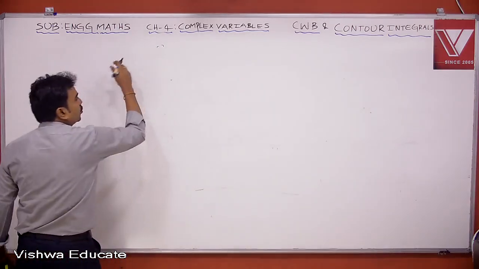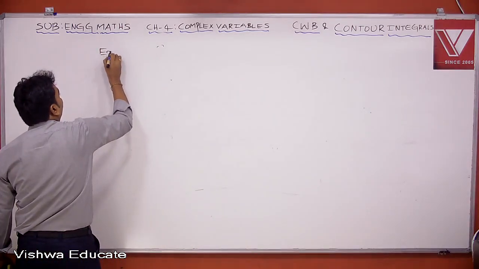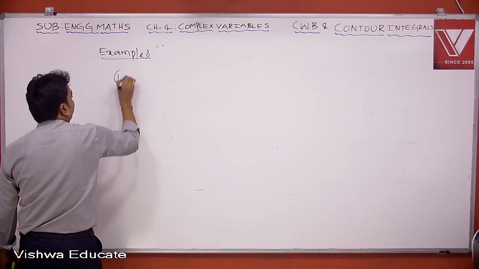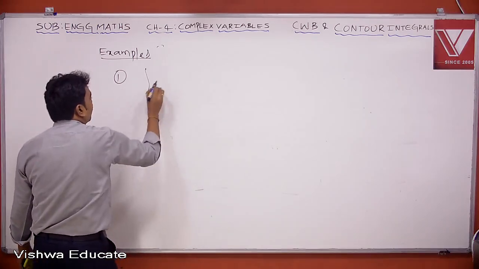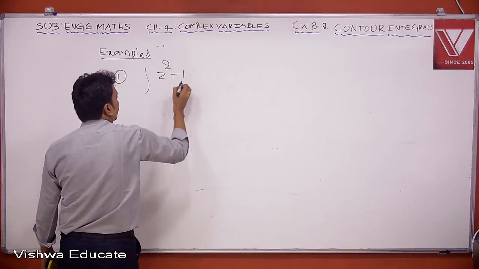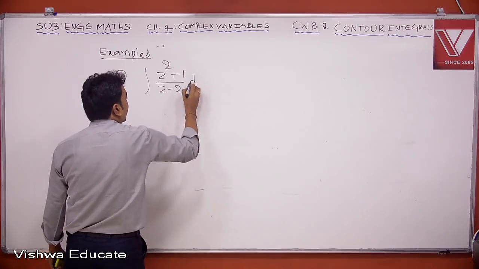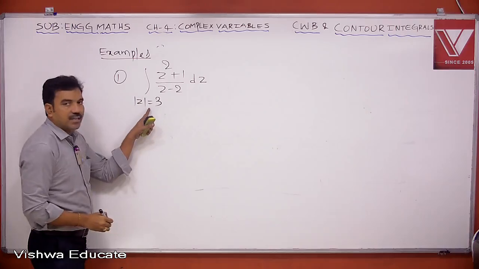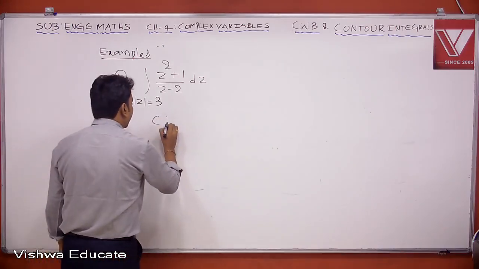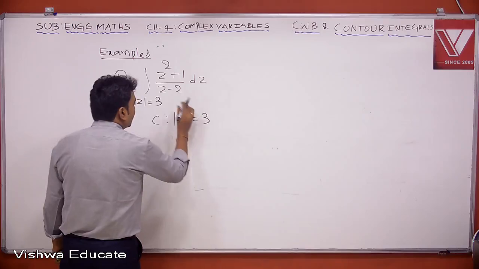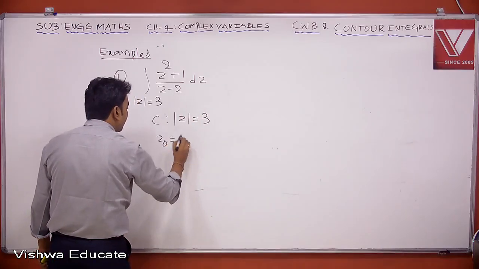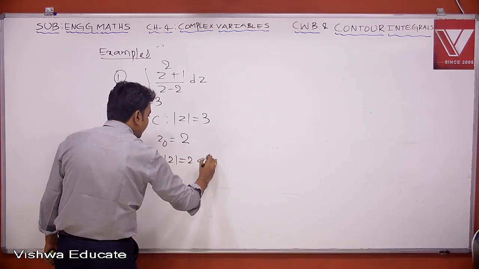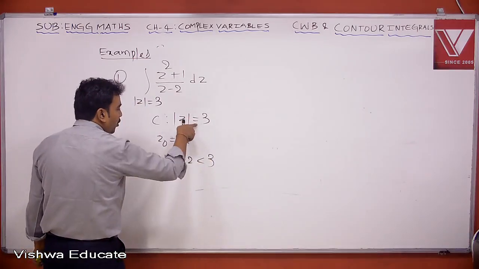So let us discuss 2 to 3 examples. Very important concept. This is examples. First one. Suppose I want to calculate the integral of (z square plus 1) by (z minus 2) dz over the circle mod z equal to 3. What is circle C? Mod z equal to 3. Z naught is 2. So replace z by 2, mod 2 equal to 2, this is less than 3. So it is an interior point of this circle.